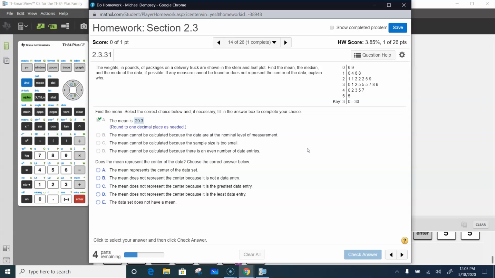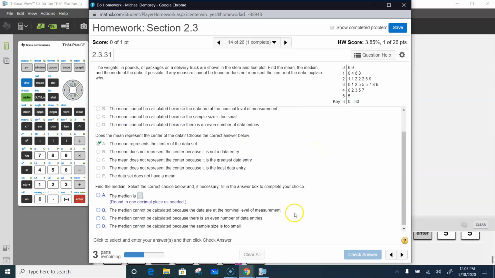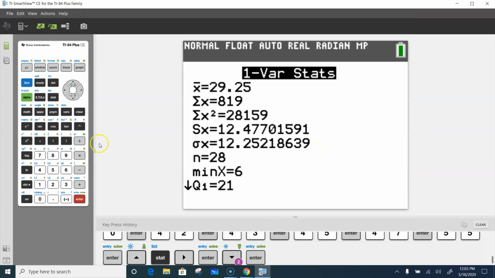Does the mean represent the center of the data? Again, 29.3. The data here looks, if I turn this sideways, roughly symmetric. It seems like the mean is a reasonable measure of the center of that data. So 29.3. The median, we'll jump back to our calculator.